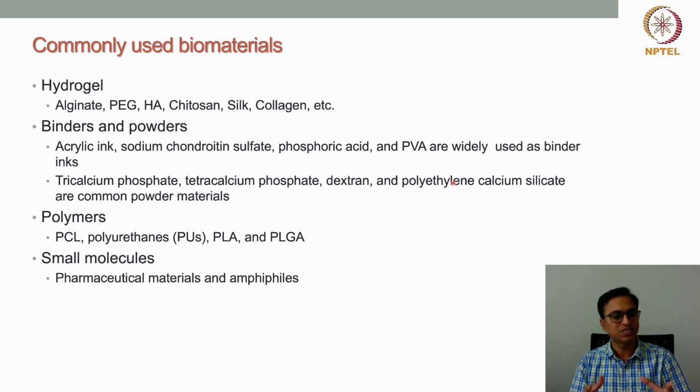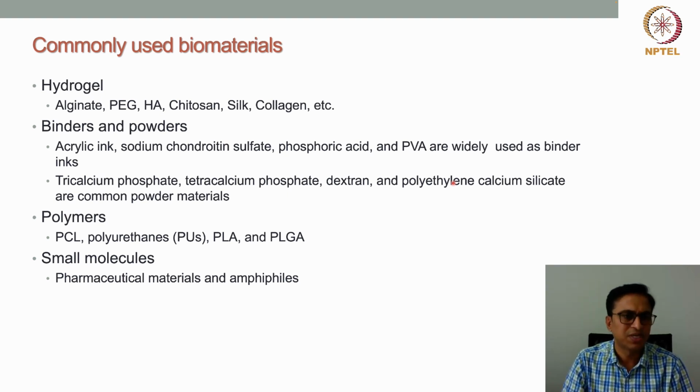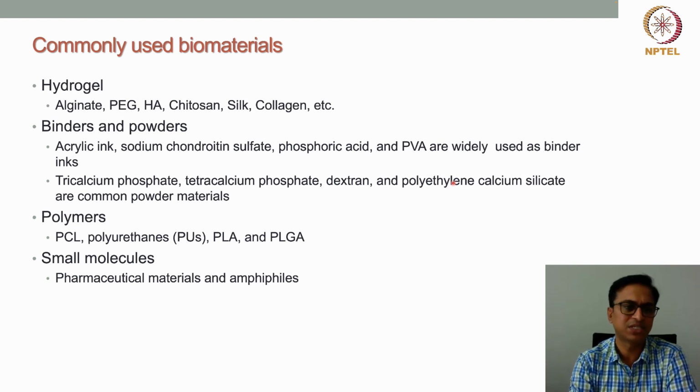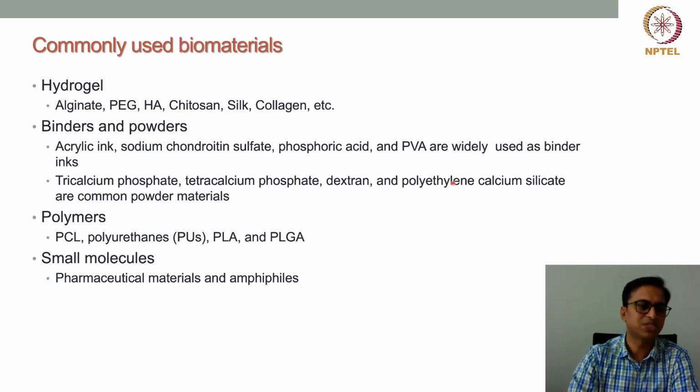So that's why these kinds of molecules can be used very well for 2D patterning, even for 3D patterning, and even for making a gradient structure with different materials. So that kind of thing can also be used very well. These are the different types of biomaterials most commonly used for inkjet 3D printing. There are many other biomaterials that are also being used, but these are the major classes of biomaterials.